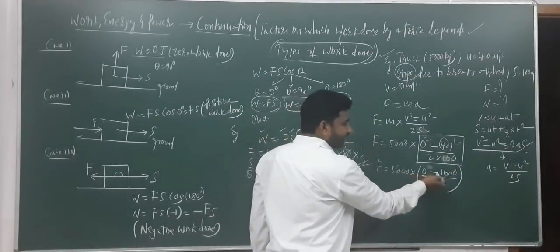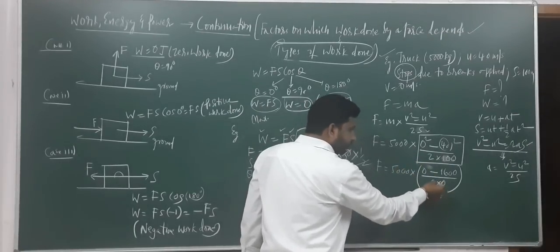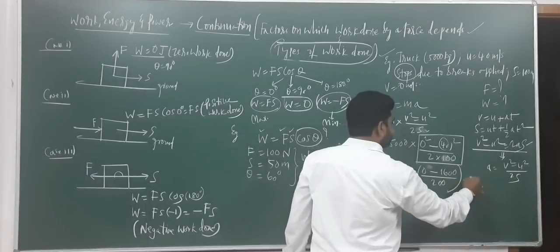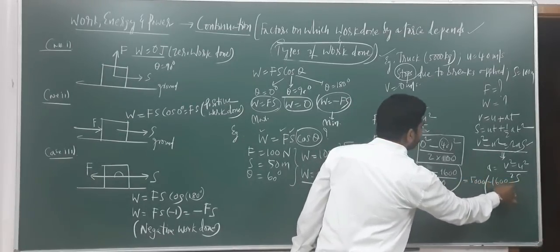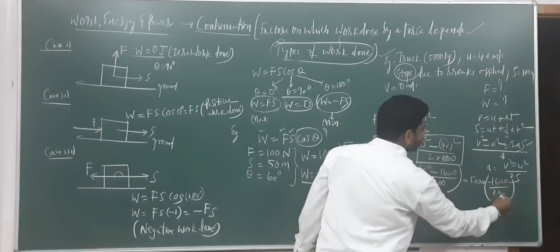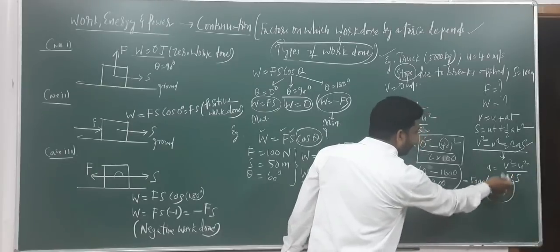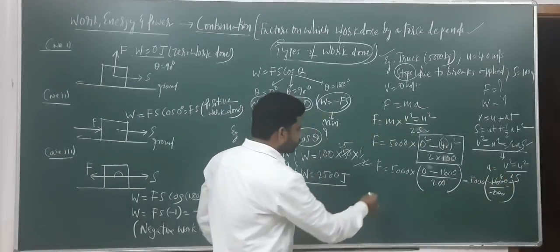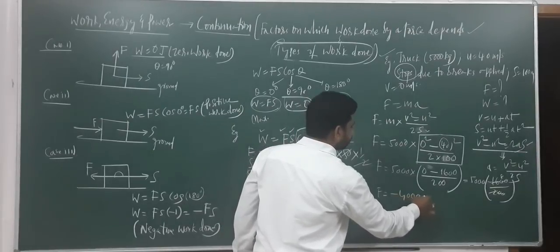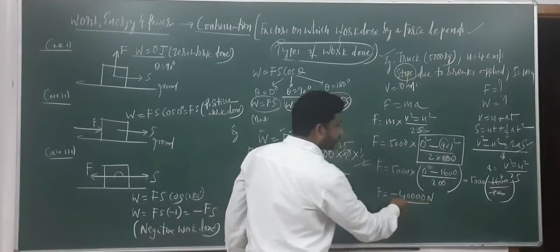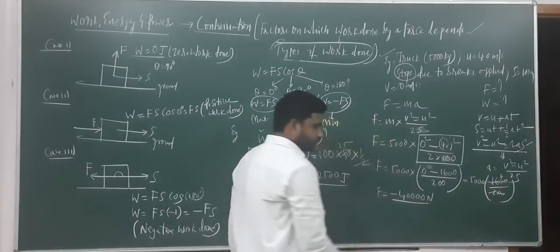So this is 0 minus. Now, carefully see. This can also be written as 5000 into minus 1600 by 200. So 2 zeros cancel, and this is 2 8s. So 5 8s are 40, right? So the answer is minus 40,000 Newton. See here, 5 into 8, 40 and 3 zeros. 3 zeros are there.